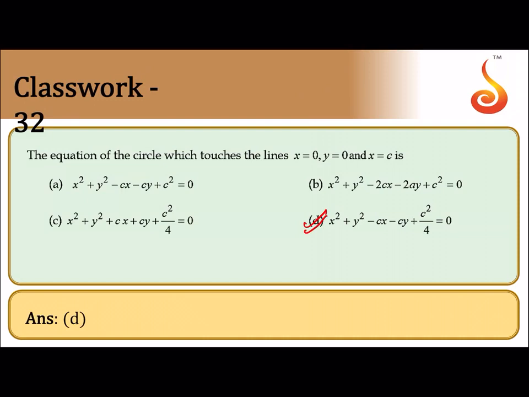Because center coordinates will be c by 2 comma c by 2, and the radius is this one, option D is correct. Sorry for the inconvenience. x square plus y square minus cx minus cy plus c square plus 4. So coordinates of center is c by 2 comma c by 2.